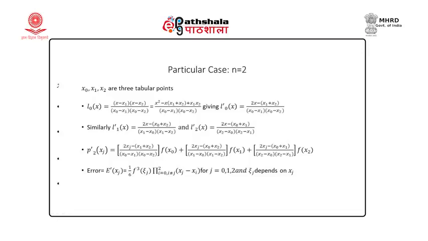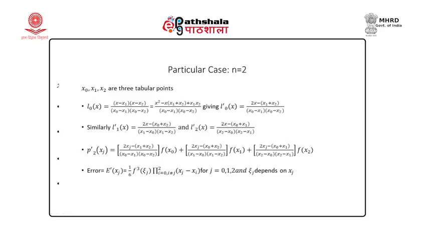E dash x j will be 1 upon (n plus 1) factorial, n is 2. So, 2 plus 1 is 3, 3 factorial is 6, 1 upon 6, the n plus 1 derivative, f 3 derivative at the point xi, and the product i equal to 0 to 2, i different from j, of x j minus x i. And so, this is the expression for the error term.